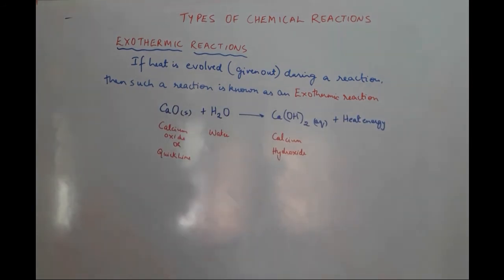The example given over here is calcium oxide. When placed in water, the water becomes very hot, with the production of calcium hydroxide, and sometimes it even starts boiling. This happens because a lot of heat energy is released during the reaction. Calcium oxide is also known as quicklime. So when quicklime is added to water, it sometimes even starts boiling with the formation of calcium hydroxide. So this is an example of an exothermic reaction.